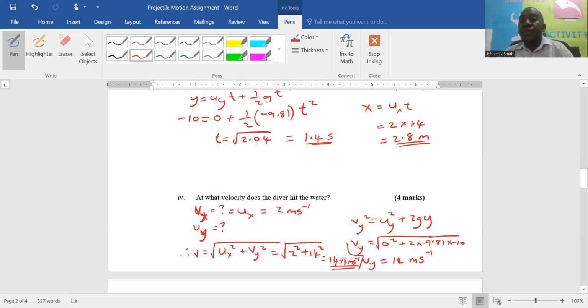So whenever you're trying to find the velocity of impact of a projectile, you find the y and you find the x, then you use Pythagoras theorem to find the overall velocity of impact.